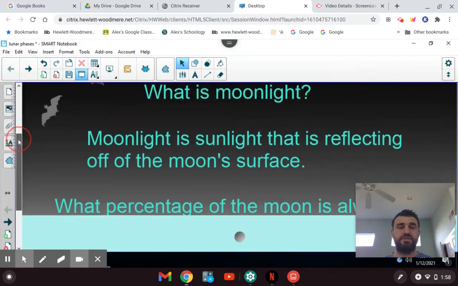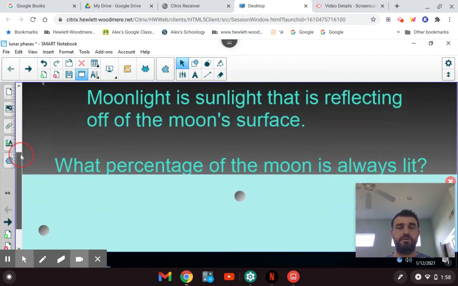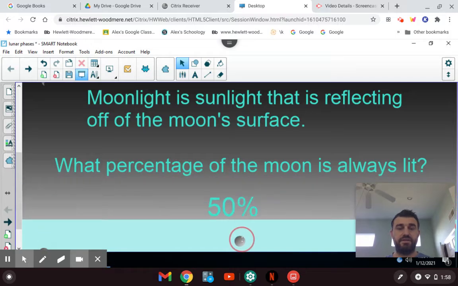All right. What percentage of the moon is always lit? And the answer is half, 50%. Same thing with Earth. The half that's lit for Earth is what we call daytime. So half of Earth is always in day. The other half is always in night. The same thing's true for the moon. Half the moon's in day, the other half's in night.